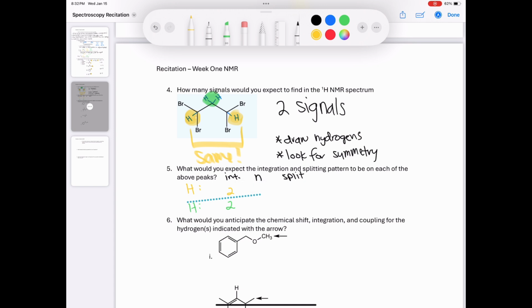To find n, we are looking for the number of protons that are on carbons adjacent to the protons making our signal. So the yellow protons are each adjacent to the carbon containing the green protons, so they each have 2 neighbors. Similarly, the protons making the green signal are each adjacent to the yellow protons, so again, they both have 2 neighbors as well. So from there, splitting is always equal to n plus 1. If n equals 2, our split is going to be 3 for both of these, so they're both going to be triplets.